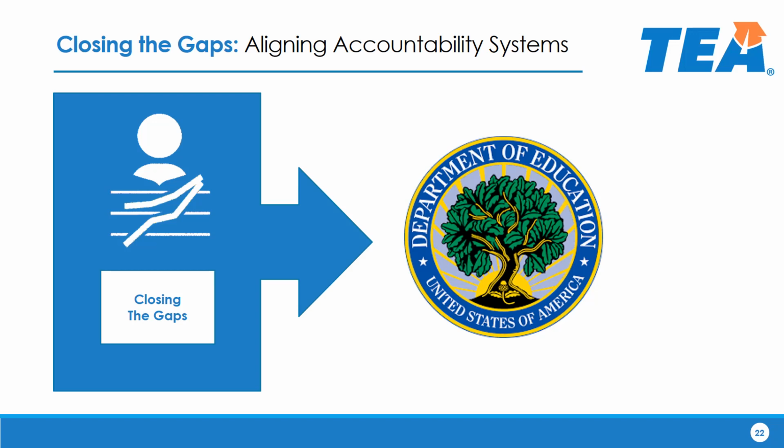Everything that we've described so far about this domain is in our state plan. Before we can move forward with this domain as we've described it to you, we have to get approval from the United States Department of Education. So some of these indicators may change based on the feedback that we get from the Department of Education.